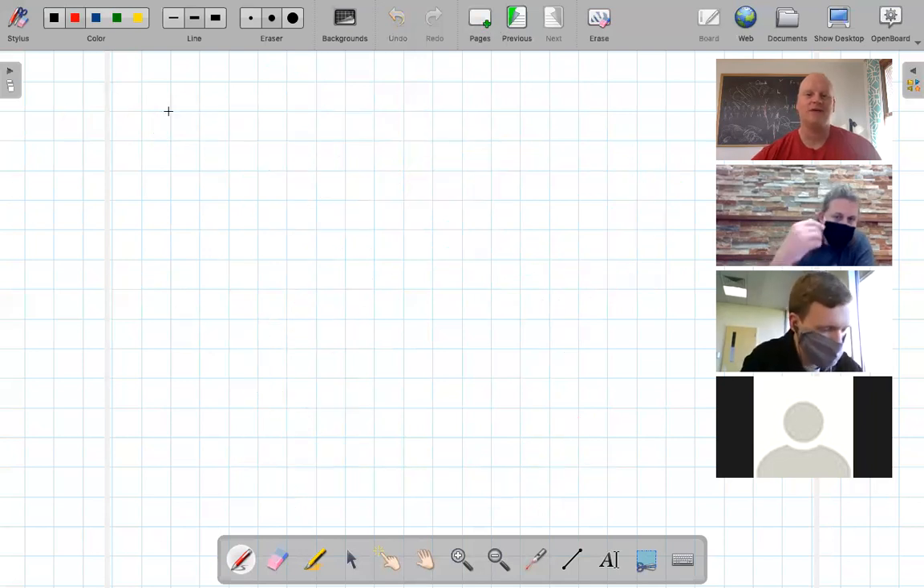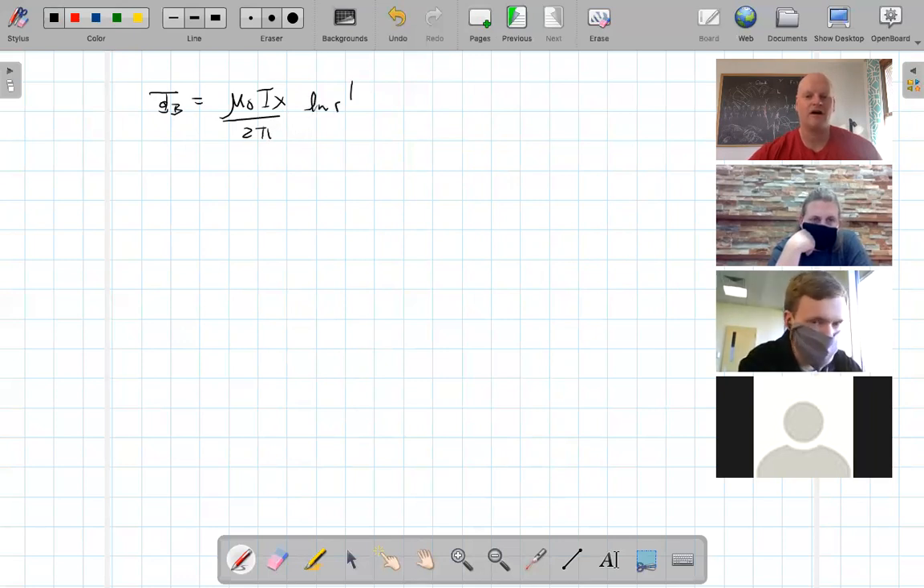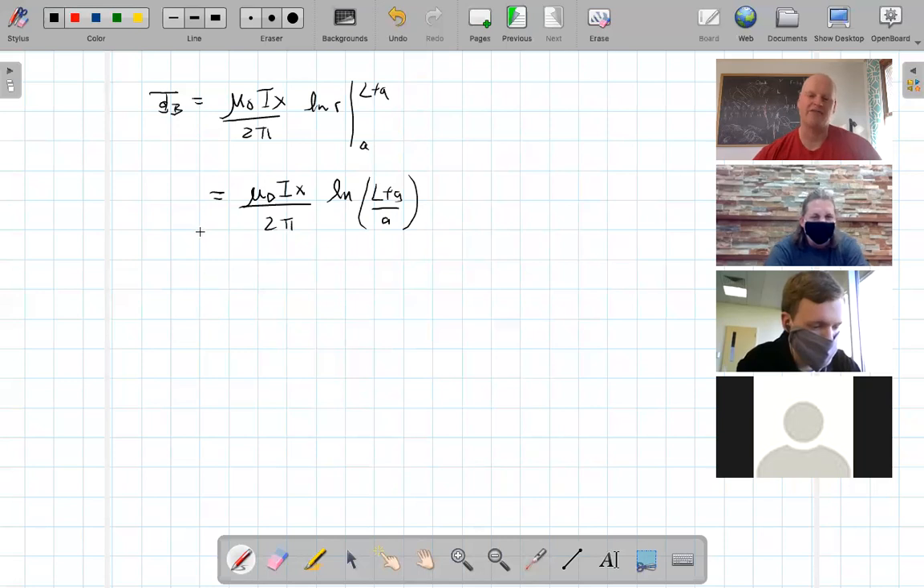So finally, what I get then is what? My magnetic flux is then going to be equal to mu naught I X divided by 2 pi, natural log of r evaluated from A to L plus A. So this is then just going to be what? Mu naught I X divided by 2 pi times the natural log of L plus A divided by A. So this is my EMF, or sorry, this is my flux.